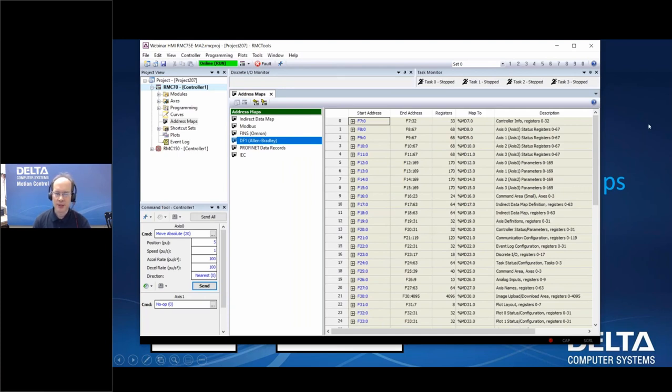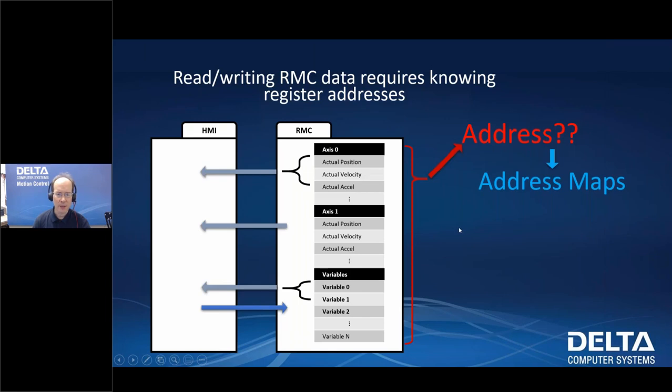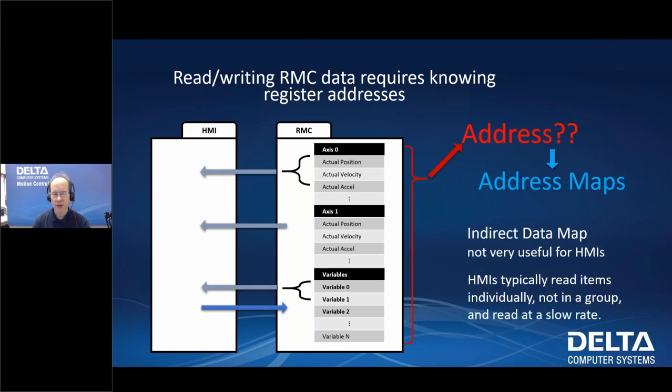Now you will notice that we have the indirect data map that we often use for PLCs. However, the indirect data map is not very useful for HMIs normally, because HMIs typically read items individually, not in a group. So you don't read from a big block of registers typically, so the indirect data map doesn't really help. And HMIs are generally reading at a slow rate, so we're not so worried about efficiency like we are in a PLC.